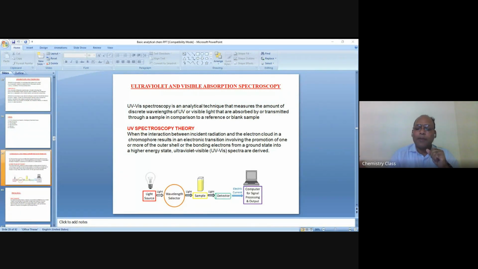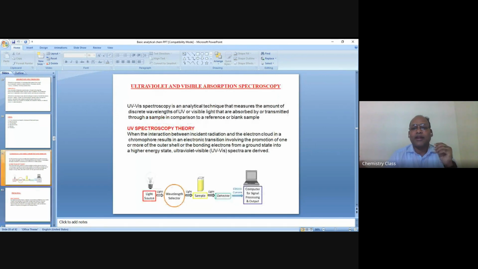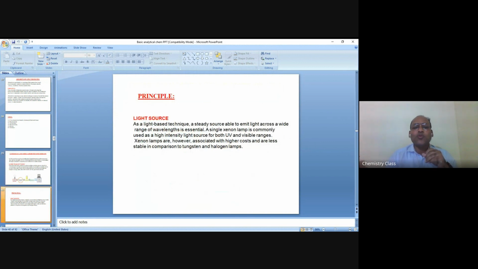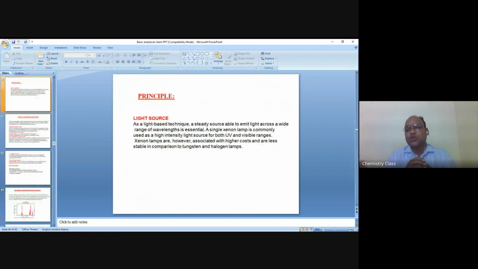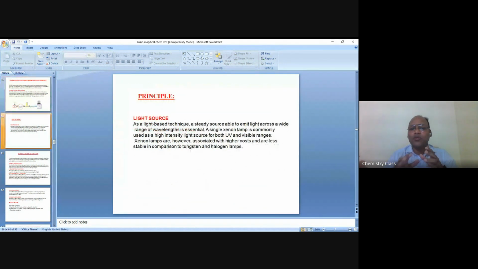Okay, now how is this the principle? The principle of ultraviolet and visible absorption is based on two facts. One is your light source. See, light is mentioned in that diagram. We cannot use all sources of light, so the source of light is the most important factor here. It is a light-based technique. Without light, you cannot do this process.